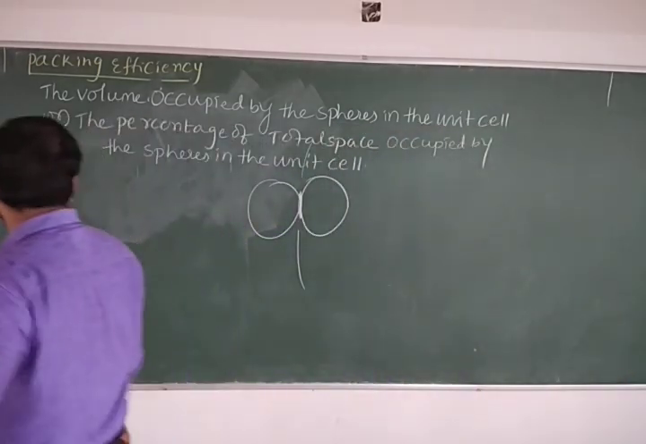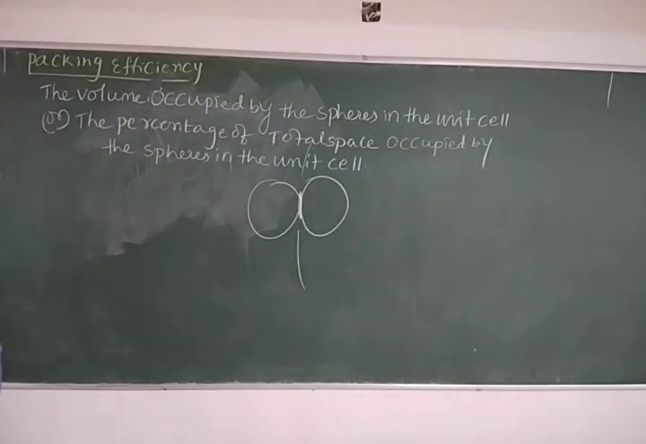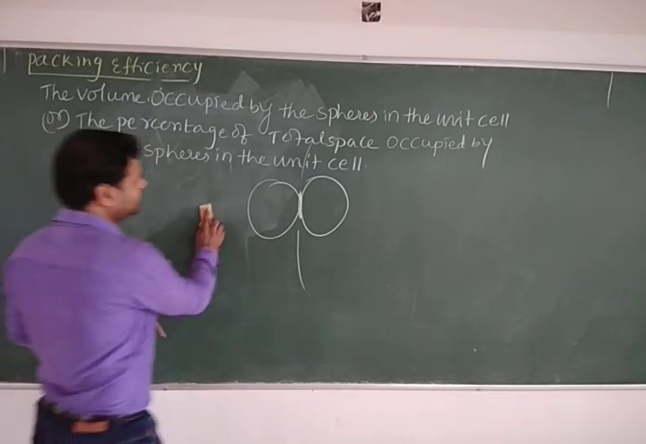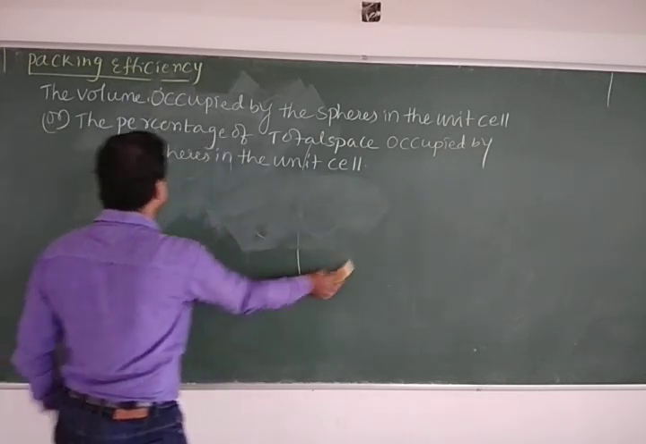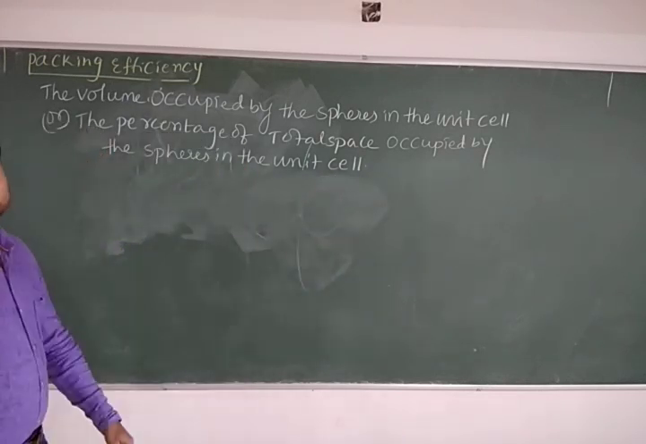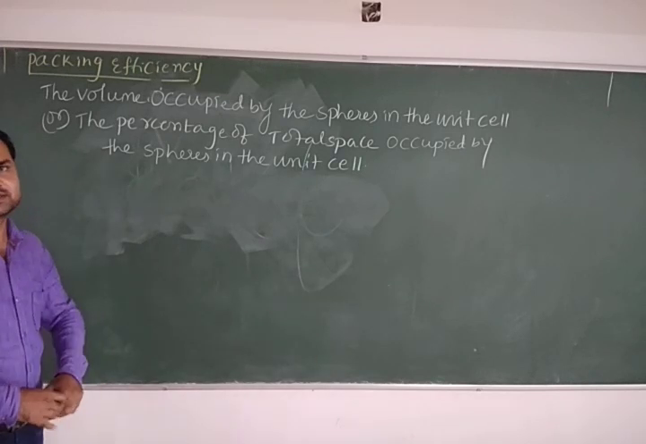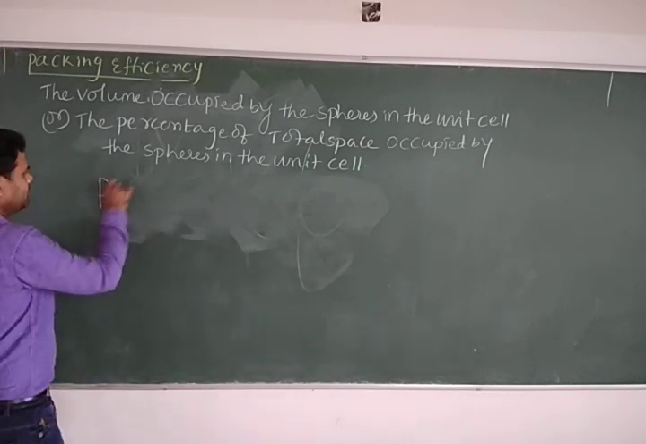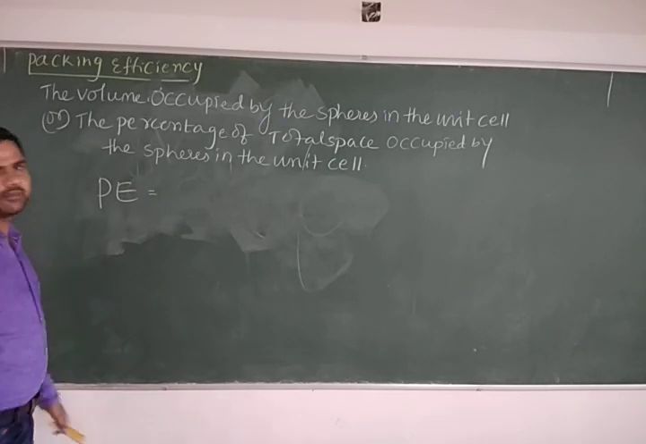Let us go for the first one. I think you understood this one. What is the definition? The percentage of total space occupied by the spheres in the unit cell is called what? Packing efficiency. And here we have the formula to calculate the packing efficiency.